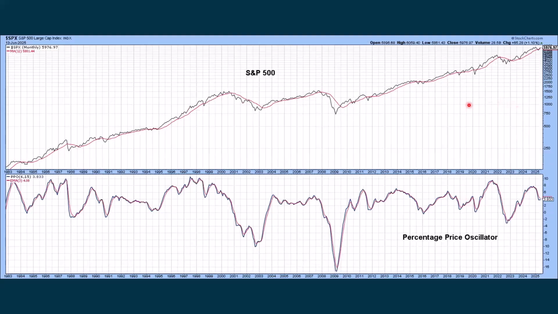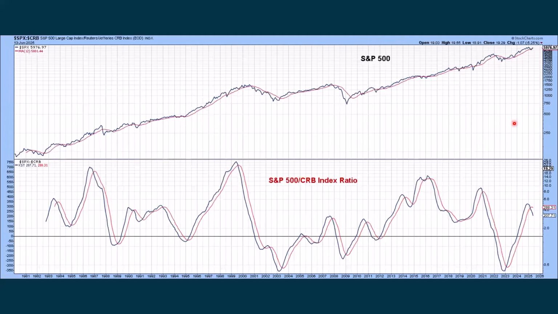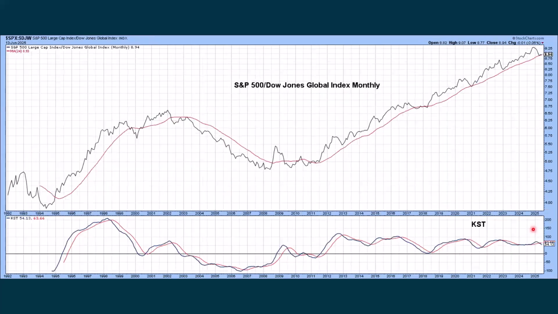The S&P 500 monthly chart, still above the moving average, but the PPO, another momentum oscillator, starting to level out after it had been declining for pretty much all of 2025. And then a monthly chart of the S&P on top, and then a stock to commodity ratio here, showing how this ratio, the momentum, has been coming down. Then another global look here, longer term, coming right down to an advancing moving average here, but the KST, another momentum oscillator, continues to decline.